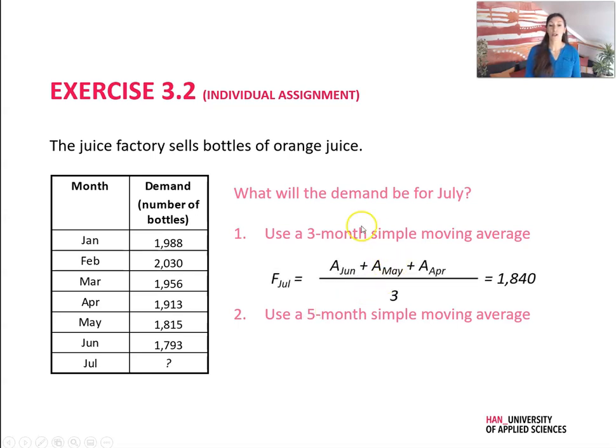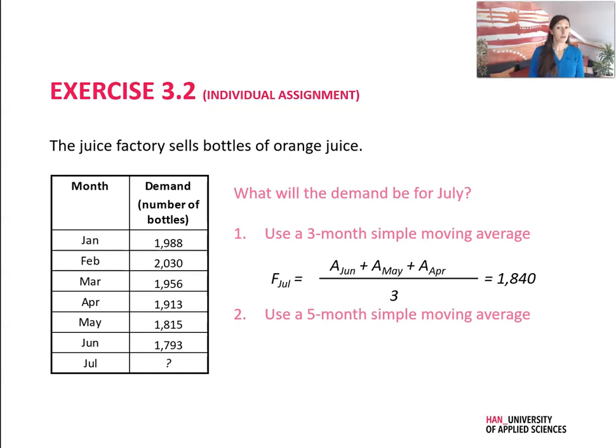If we use the 3-month simple moving average, we're saying the forecast of July will equal what we sold in June, May, and April. So we're looking at these 3 months before, and we divide by 3. We're just averaging the number of months that we are using. And if you do the math, you will see that it would be about 1,840 bottles of orange juice.